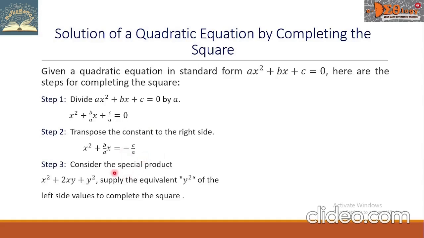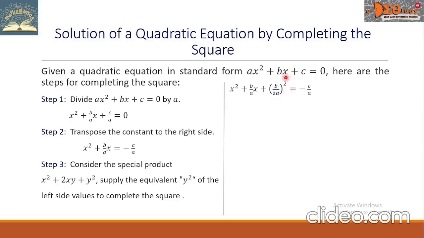Step 3. Consider the special product x squared plus 2xy plus y squared. Supply the equivalent y squared of the left side values to complete the square. So that equivalent y squared value is b over 2a, that is power 2.